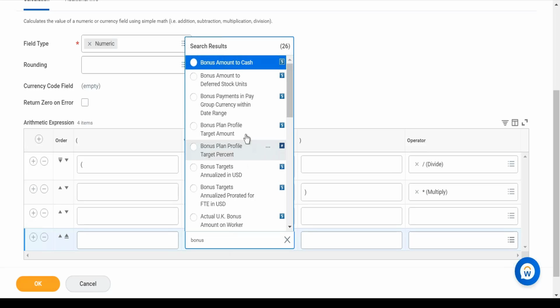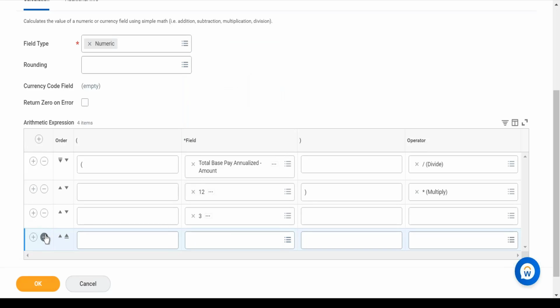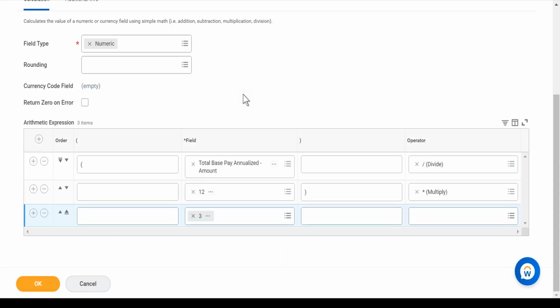And what if I want to divide this figure further by bonus? I can select it here. Got it? Yeah. It's a currency field. So it's not just that we are doing calculations with constant numbers. You can multiply, divide, and subtract two fields as well.